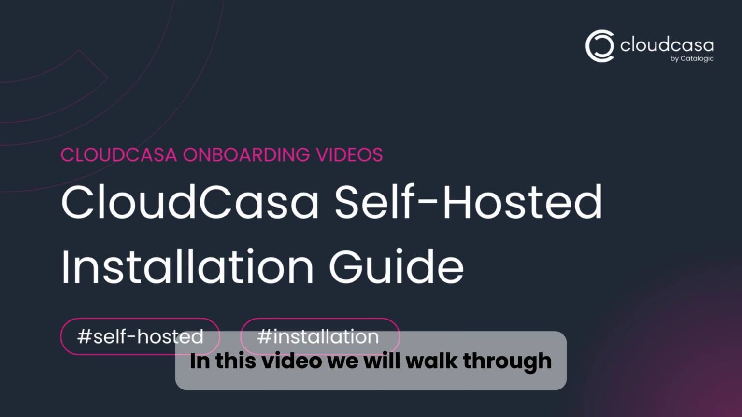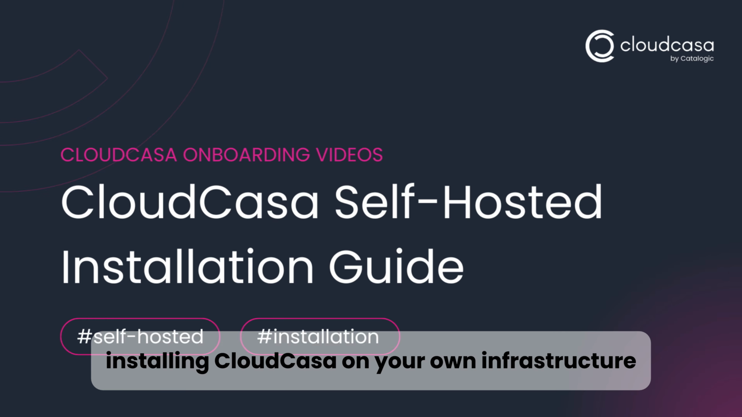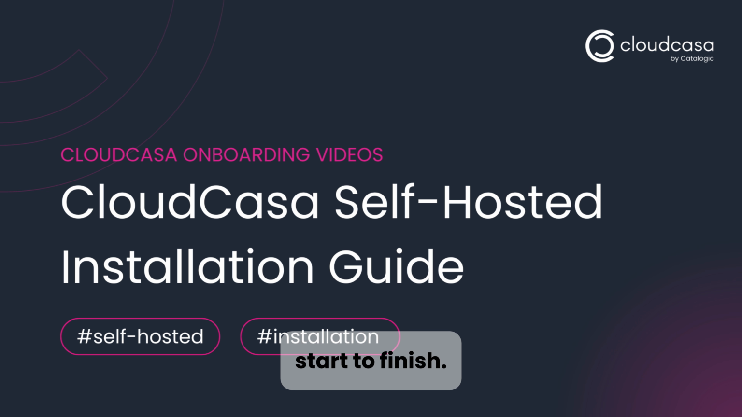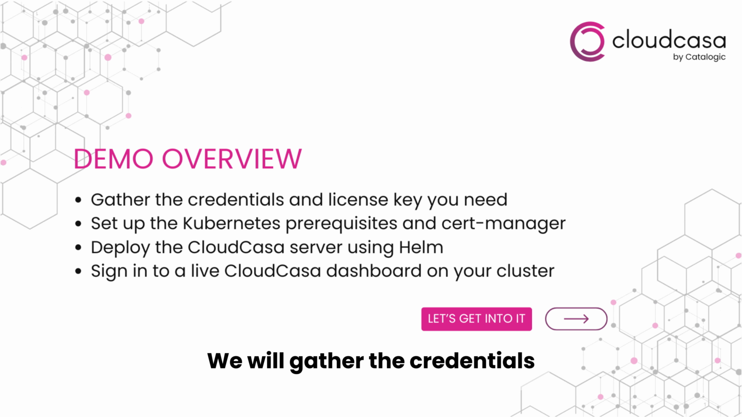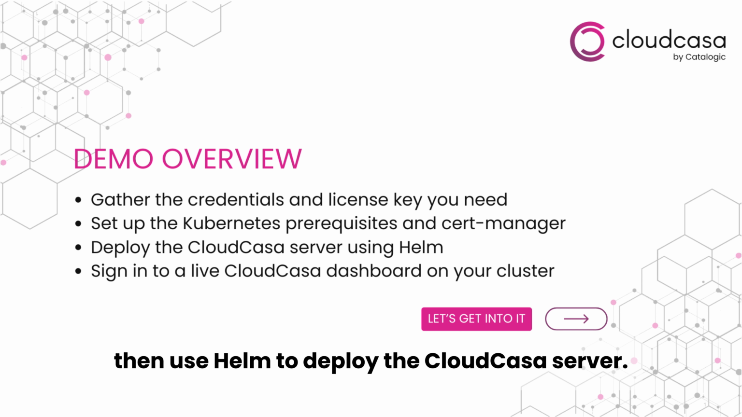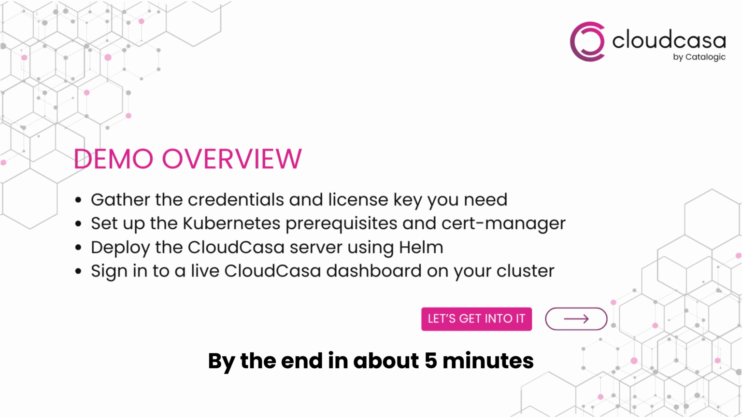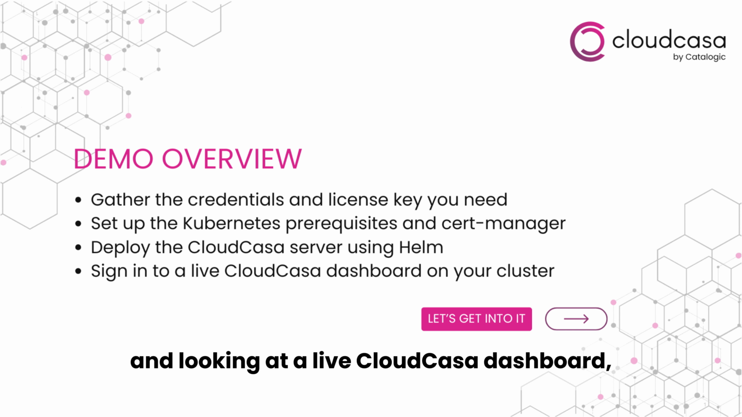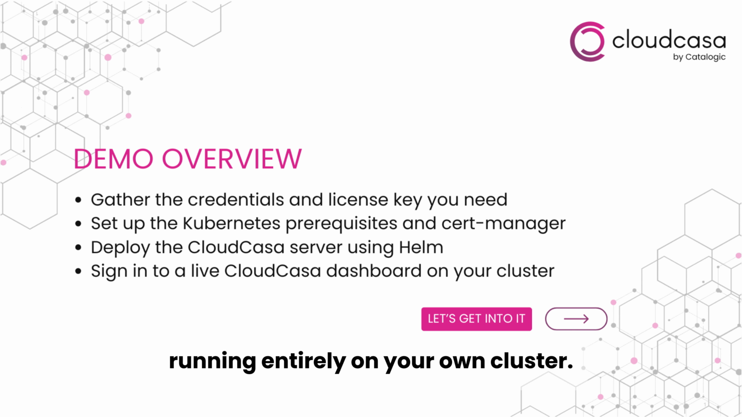In this video, we will walk through installing CloudCasa on your own infrastructure, start to finish. We will gather the credentials and license key you need, set up the Kubernetes prerequisites and cert manager, then use Helm to deploy the CloudCasa server. By the end, in about 5 minutes, you will be signed in and looking at a live CloudCasa dashboard running entirely on your own cluster.